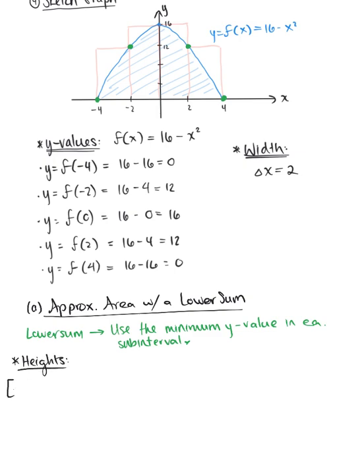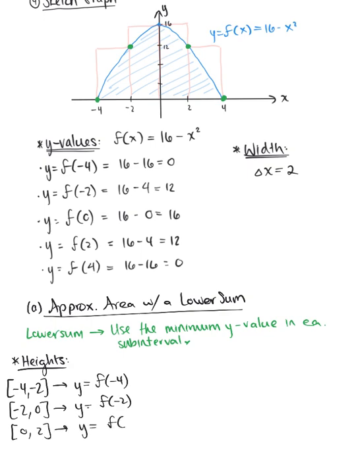So again, repeating this, in the interval negative 4 to negative 2, we're using a height of negative 4. In the interval from negative 2 to 0, we're going to use a height occurring at negative 2. When we're in the interval from 0 to positive 2, we are using the height at the endpoint for positive 2. And then last but not least, when we're in the interval from 2 to 4, we're going to use the endpoint at 4 because it produces the minimum value with a smaller value.